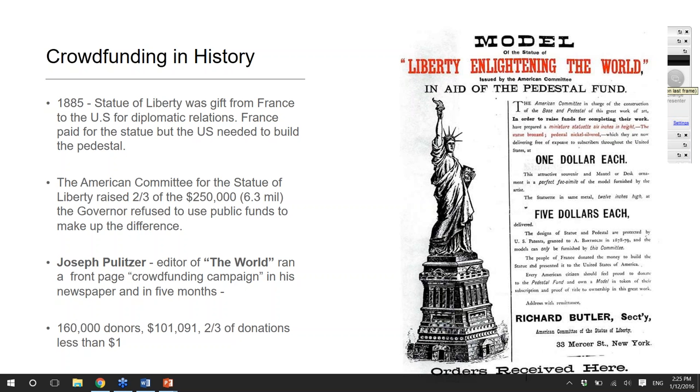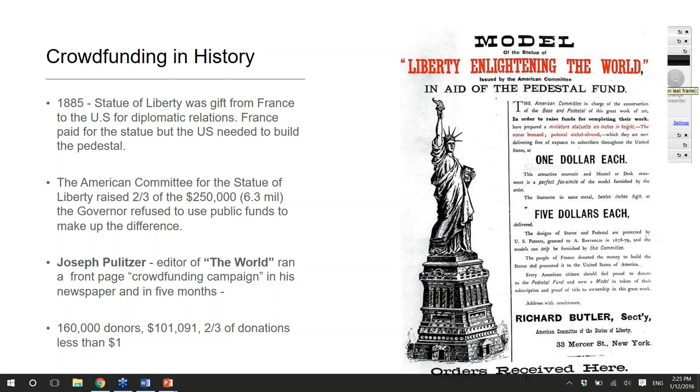A guy called Joseph Pulitzer, you would know the last name from the Pulitzer Award, was the editor of a newspaper at that point in time called The World. Essentially he ran a front page crowdfunding campaign for 5 months. He basically said that New York needed to rally together and put our funds together to build this pedestal, a symbol of liberty. He said if you give $1, you'll get a little miniature version of the Statue of Liberty. If you give $5, you'll get a version plus some other perks. So he was rewarding people for giving small monetary donations.